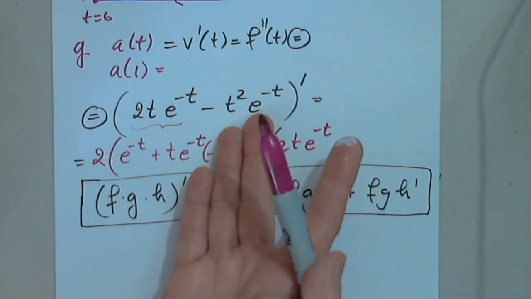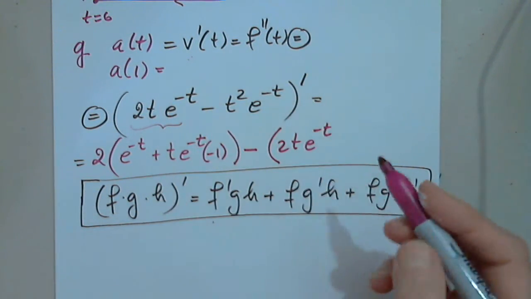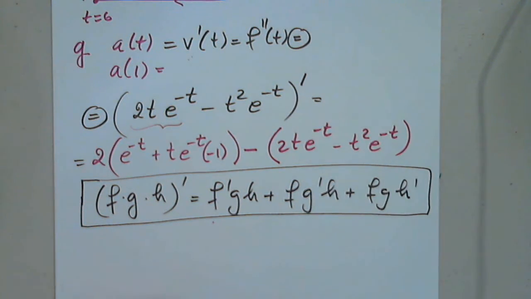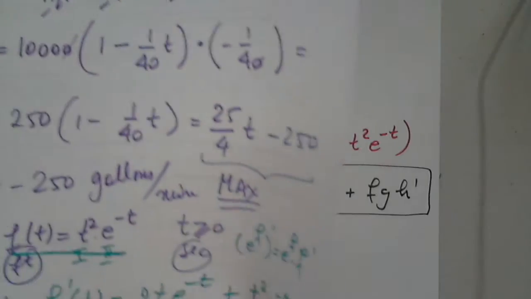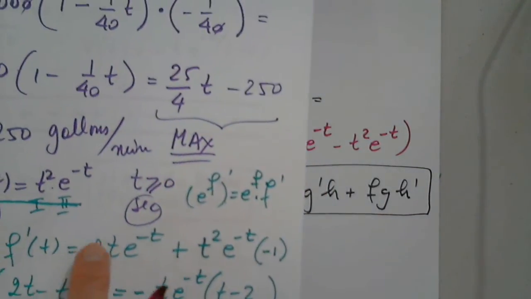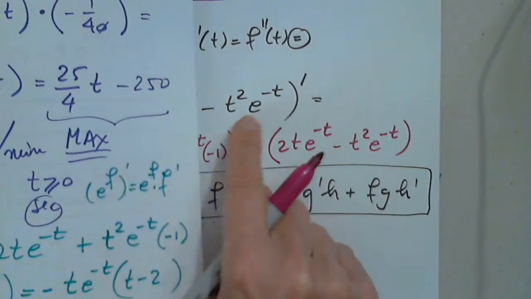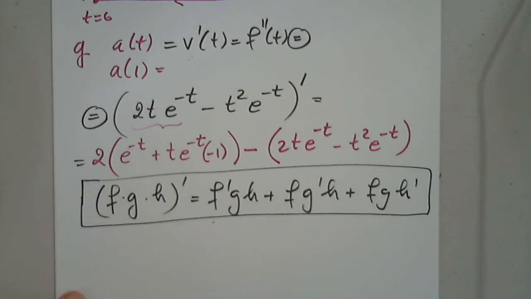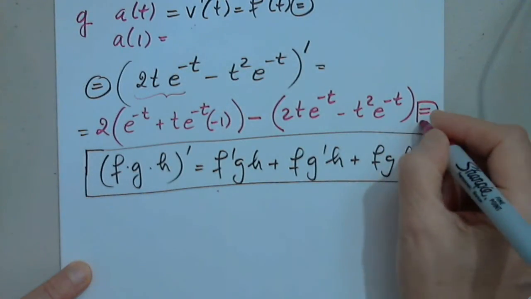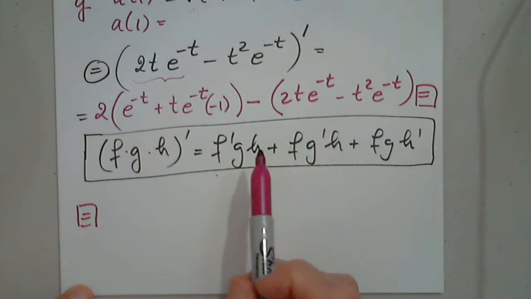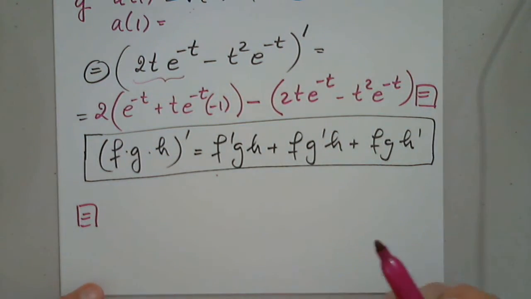I know the answer because I just differentiated this. This was the original function, right? So minus t squared e to negative t. If you remember, this is our function. 2t e to negative t minus t squared e to negative t, because this is exactly the original function. Okay, so I'm going to put a square here to jump over this. Messy, right? But that's okay.